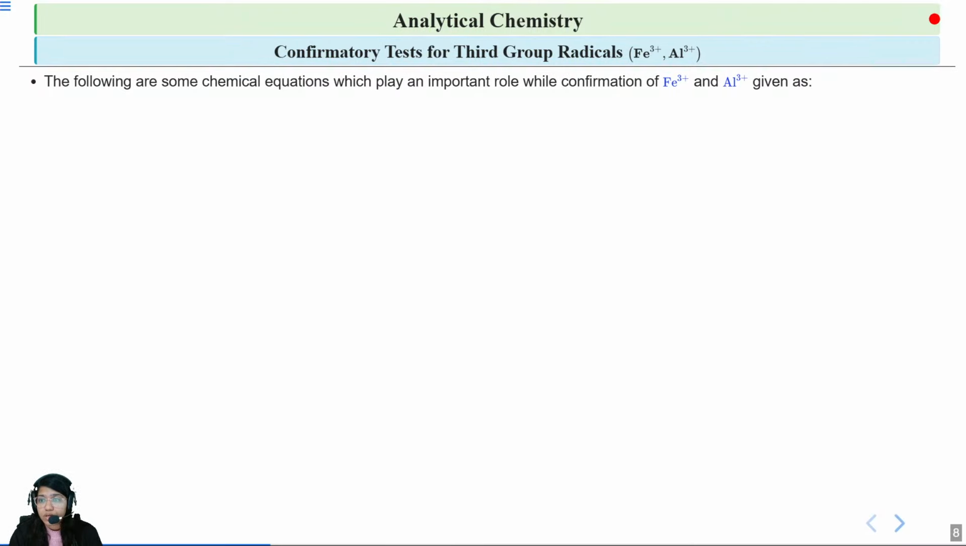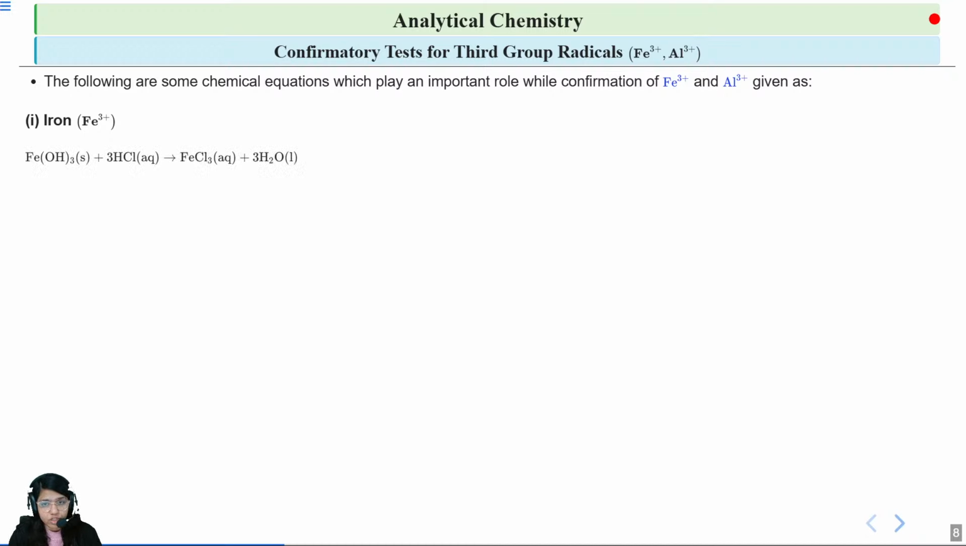Now we'll see the chemical equations that are significant in the confirmation of iron 3 and aluminium 3 ions. These equations are used to identify the presence of these ions through observable reactions, typically involving color changes or precipitation. The equations help in understanding the behavior of these metal ions in solution and their interaction with various reagents.